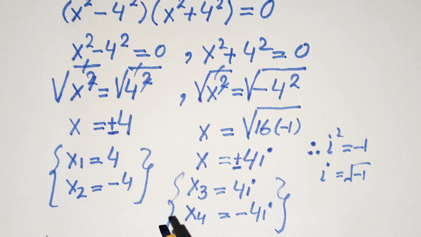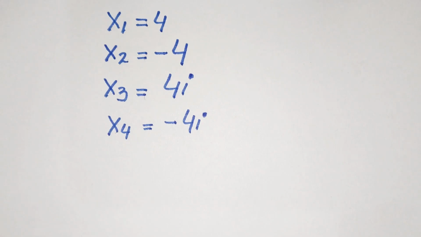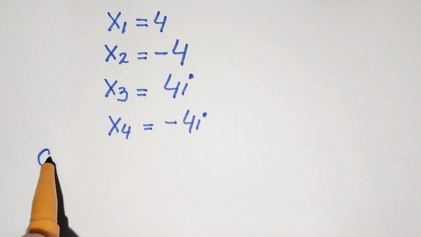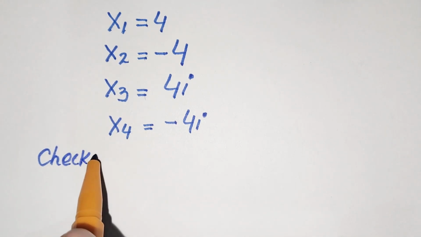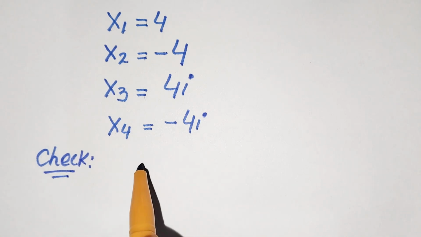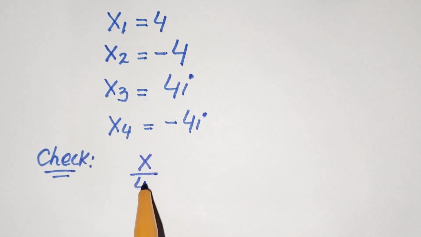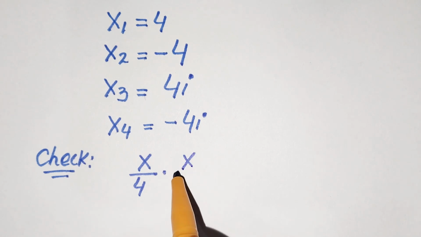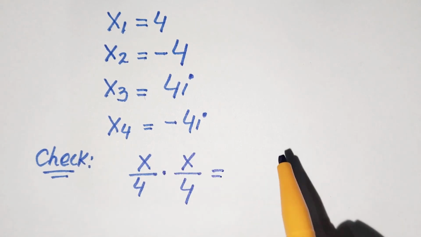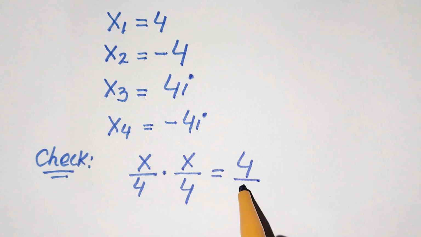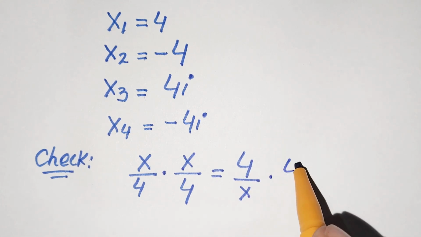It is actually our answer, and now we are going to check whether it is valid or not. We check these four values, x1, x2, x3 and x4, one by one. So these are four values of x. Now we are going to check our answer. Our problem is x over 4 times x over 4, which is equal to 4 over x times 4 over x.